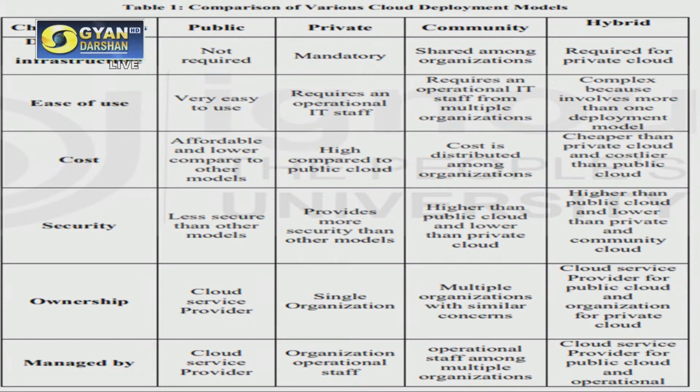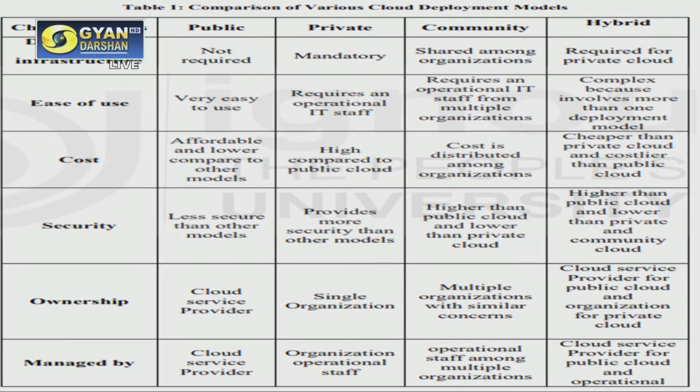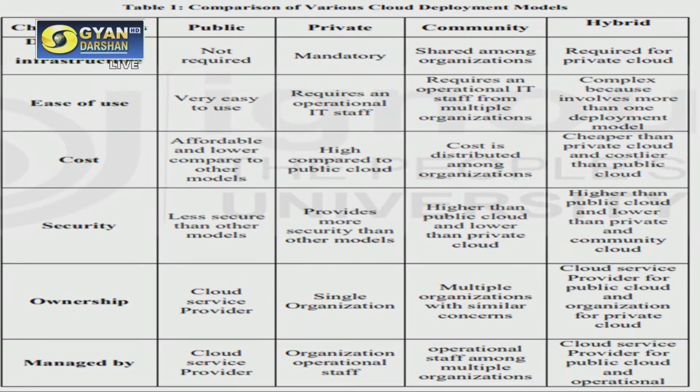When you do not have any specific technical staff, then it is advisable to go for the public cloud. But when you have skilled staff and your data security is very important, so you need to have stringent control over the data, at that point of time you are supposed to use the private cloud. Apart from this, your community cloud also requires operational IT staff from the multiple organizations, because it is the responsibility of multiple organizations to maintain the data. Hence, it is not easy to coordinate between the multiple organizations.